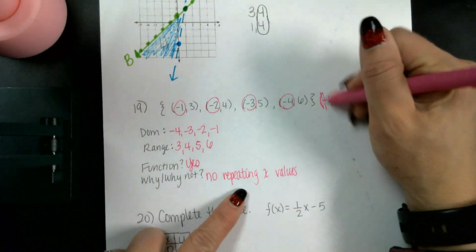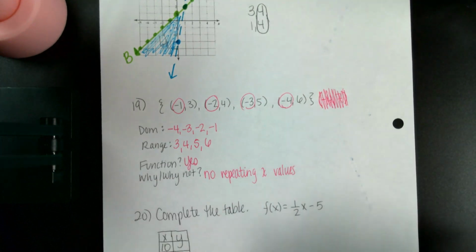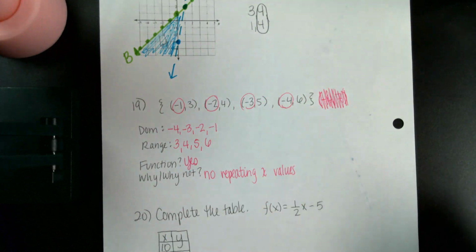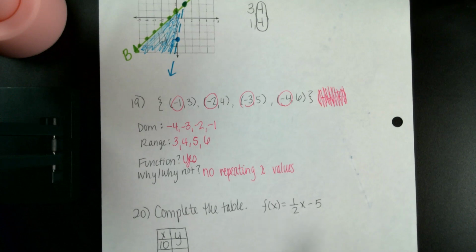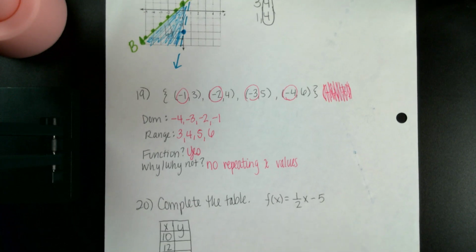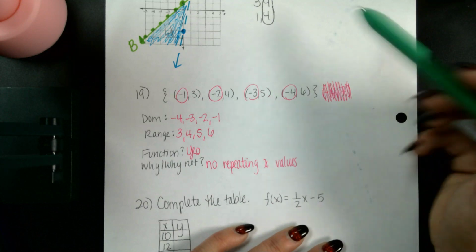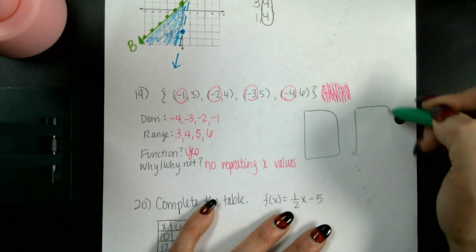Okay, so just remember, if one of your x's repeats, when you give me the reason why it's not, you need to tell me the specific reason why it's not. Like, you need to say, this number had 2 different outputs. And then for number 20, I will tell you also, on 19, there's one where you get ordered pairs like that. Then there's also one where they give you that mapping diagram.